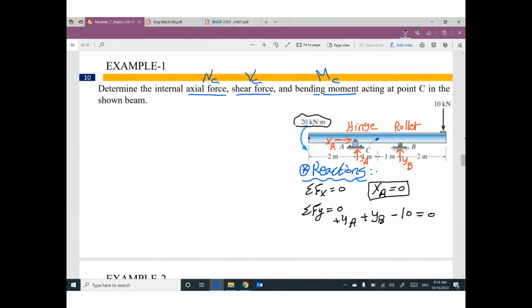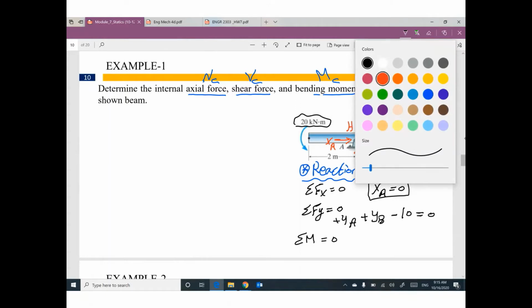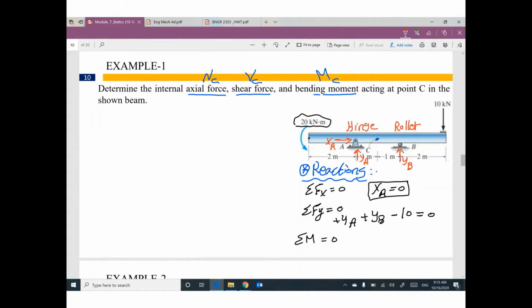Summation of moment at any point equals 0. Do you remember my recommendation? Take a moment at one of the given supports. We have two supports, A and B. I'm going to take moment at the support with the larger number of unknowns. So I'm going to take moment at A, and I'm going to assume this direction is positive.